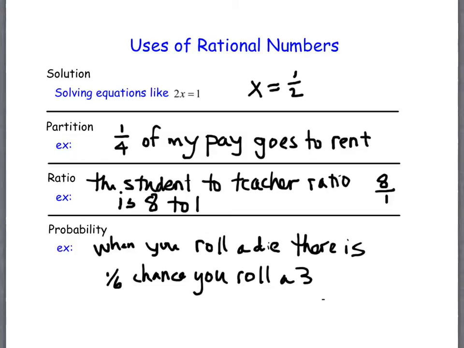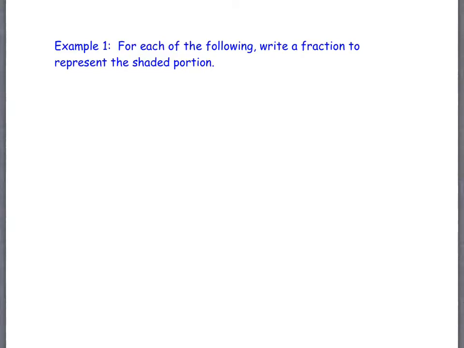Those are some different places where we see rational numbers used. All right, we're going to do some examples. These are going to look a little bit like what you're going to see in your homework. And some of the things that you'll see me do in this class are going to be a little bit different than I would do in, say, an algebra class or something like that.